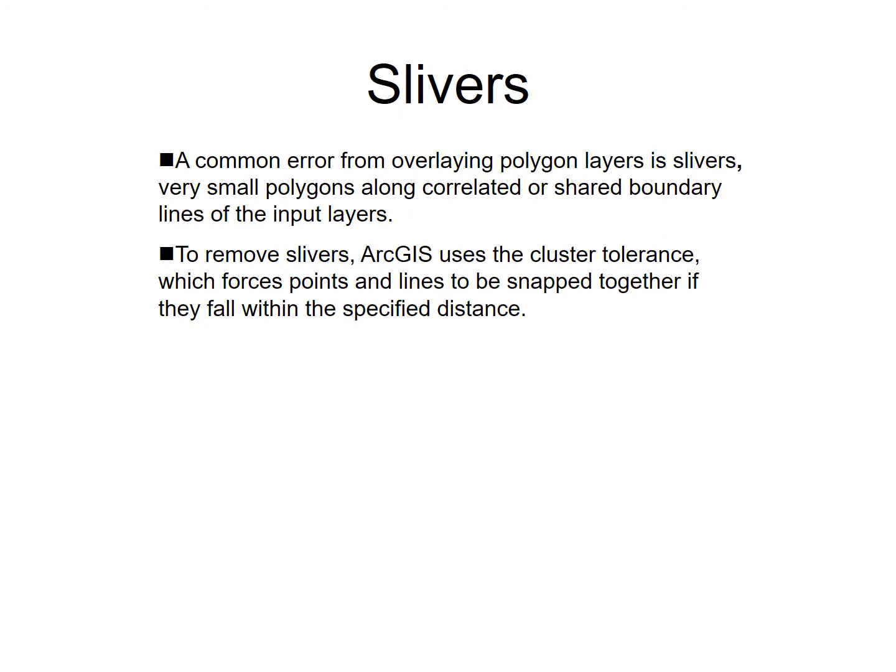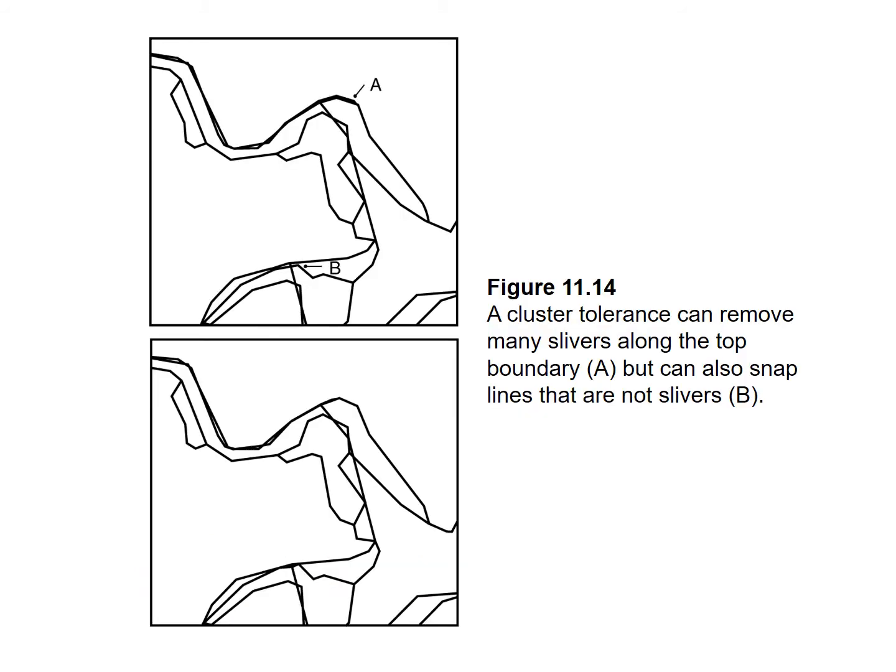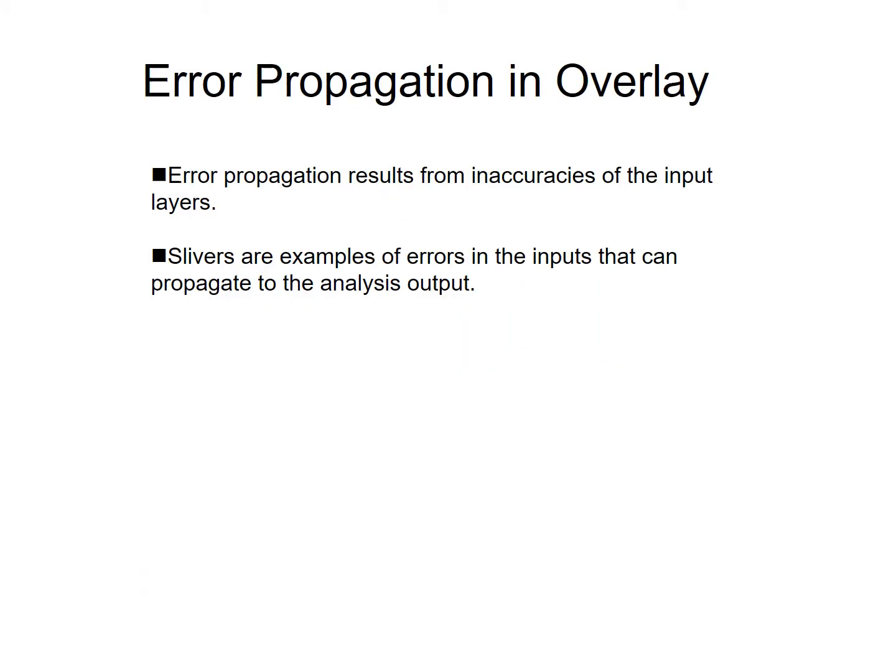Slivers are tiny little pieces of things that are created because of bad topology or differences in how things are digitized. They're basically tiny little parts of polygons or lines that occur because of the processing, and they can create problems. You can control this using snapping tolerance, cluster tolerances, that kind of stuff. These are what we're talking about. Combine these lines. Lines don't quite line up. You get all these little tiny bits. Those are called slivers. Cluster tolerances help eliminate that.